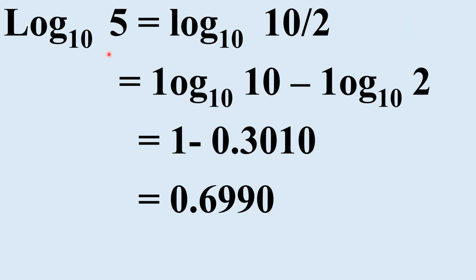The value of log 5 you can find out without using the logbook also, provided you remember the value of log 2, remember the value of log 10, and you know the laws of logarithm. So this log 5 can be written as log 10 by 2. This log 10 by 2 can be written as log 10 minus log 2. The value of log 10 is 1 and the value of log 2 is 0.3010. So 1 minus 0.3010 is equal to 0.6990. Thus log 5 is equal to 0.6990, and this you have found without using the logbook.